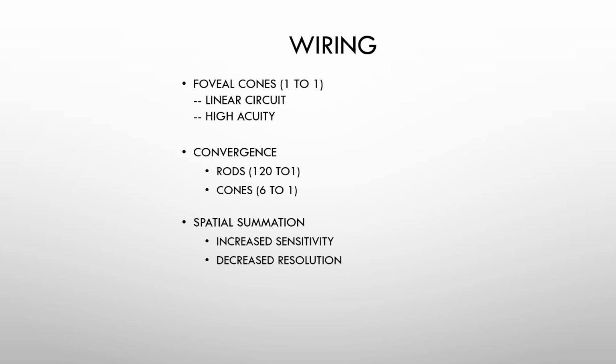We have convergence in the periphery, where we have many, many rods or cones communicating to one retinal ganglion cell. It does give us this kind of spatial summation because these rods and cones are distributed across space back there on the retina. With the rods, they have a convergence of about 120 rods to one retinal ganglion cell. And with the cones, we have a convergence of about 6 cones to one retinal ganglion cell. And with that spatial summation, the more summation that we have, the better our sensitivity. And what I mean by sensitivity is sensitivity to dim light, being able to see when it's dim or dark. But we get a decreased resolution.